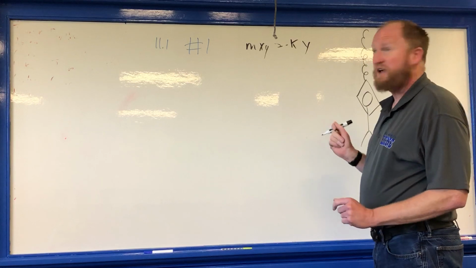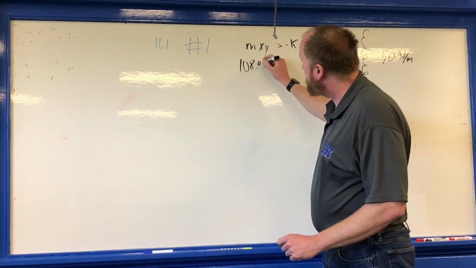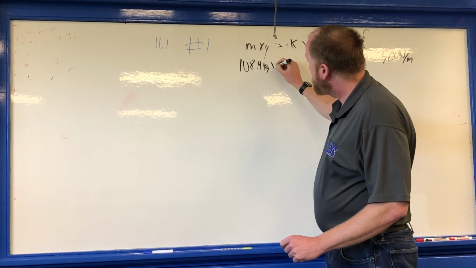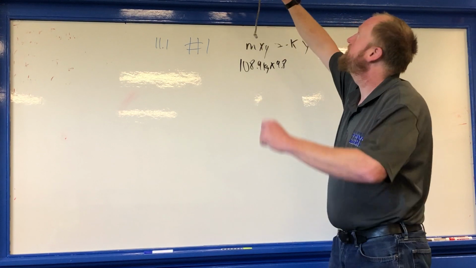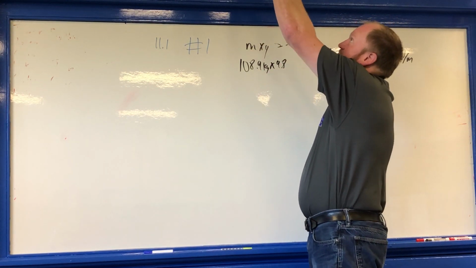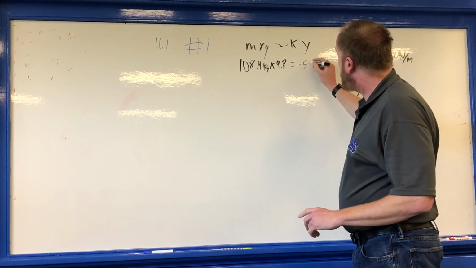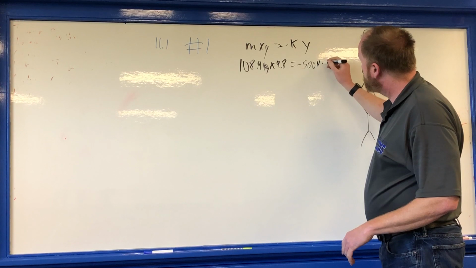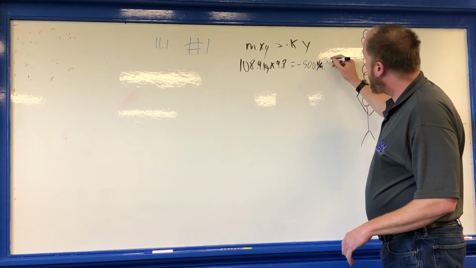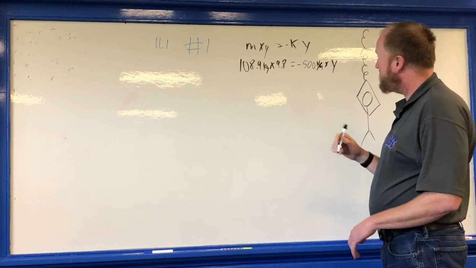Now, let's get started. So, my mass is 108.9 kg. The gravity, Earthlings, is 9.8. And that is equal to negative 500 Newton meters. And our distance is what we're going to try to figure out. What is y going to equal?